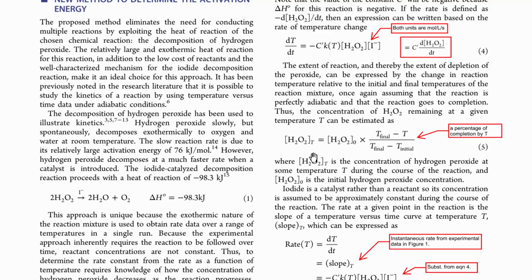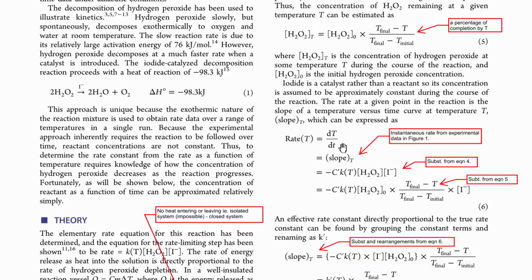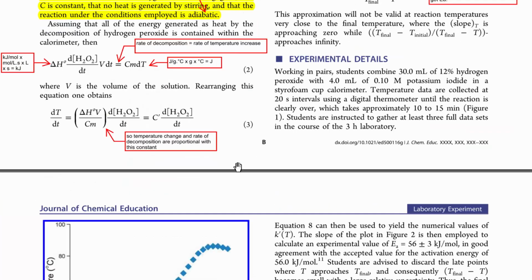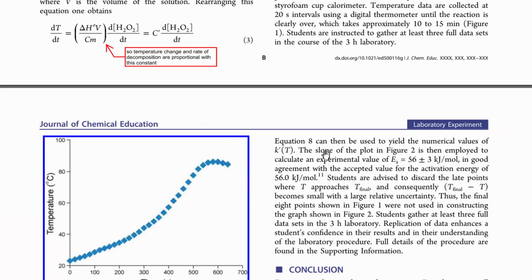And so that's the initial concentration and the concentration at point T. So it'll be the initial concentration times a certain percentage completion, and that'll give you the concentration we're looking for. All right. And so the rate here, the slope here is the instantaneous rate, which is over here. Okay, I'll show you how to do that with the calculations later.